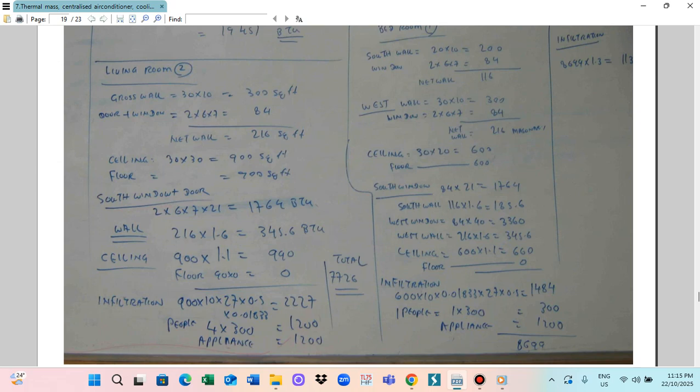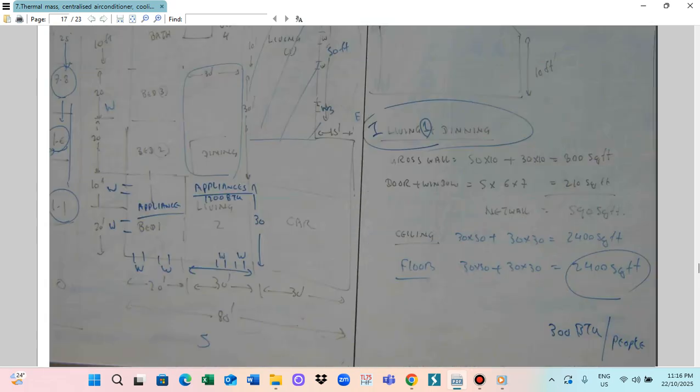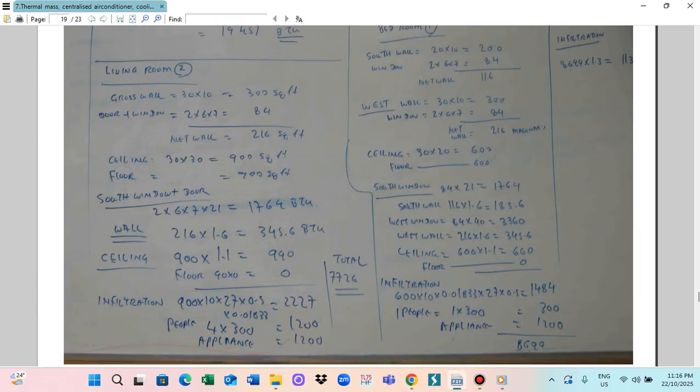And ceiling. Ceiling means, you see here, living room 2. This is 10 feet, this is 30, and this one is 30. So 30 multiplied by 30 is 900 square feet. And floor side is also 900 square feet.